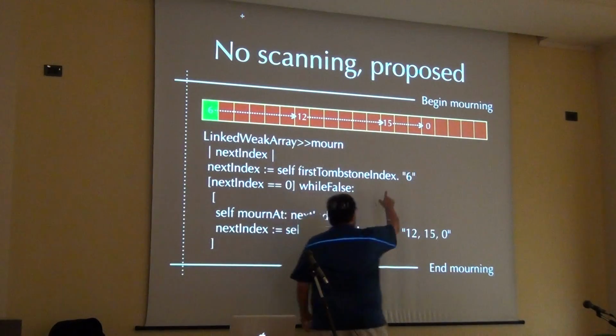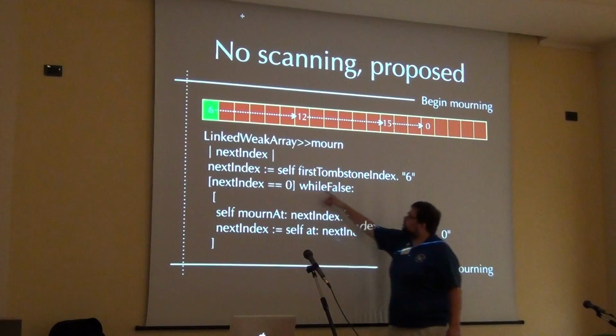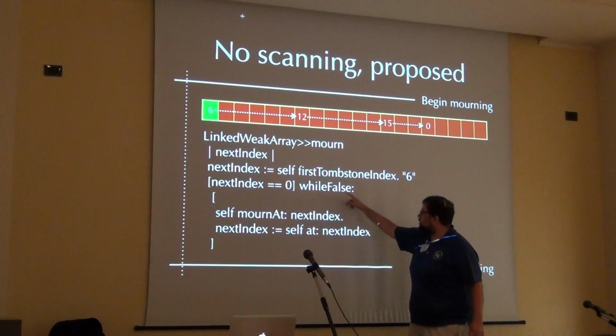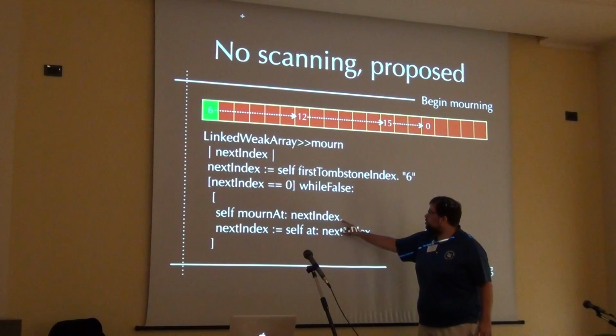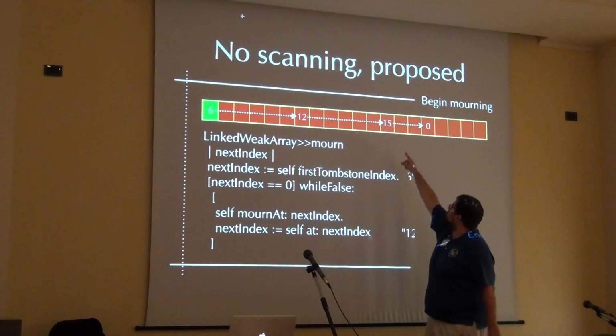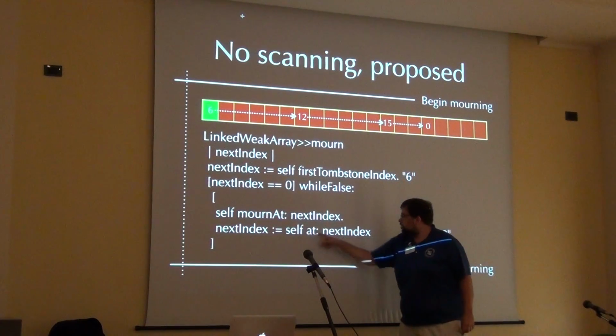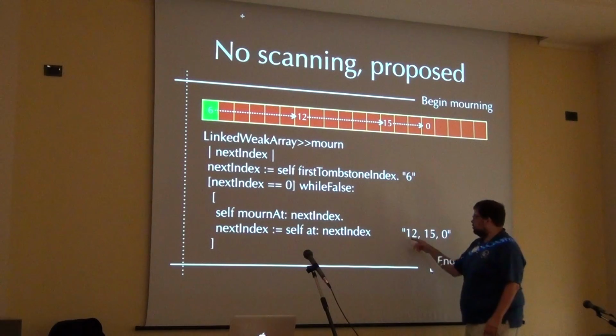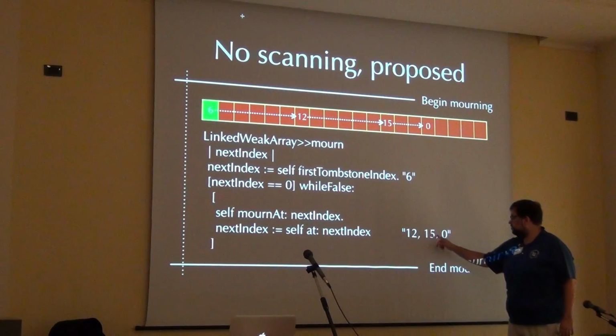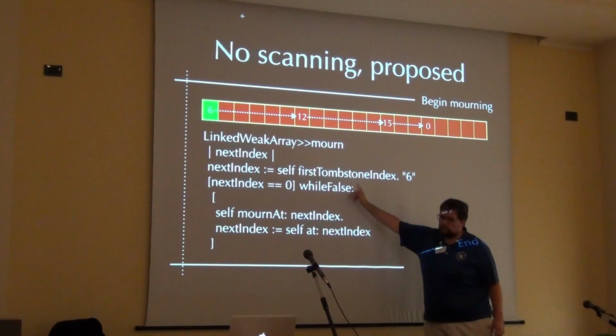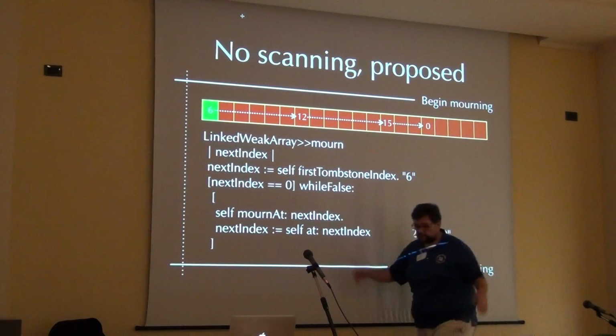Look, here's your first one, which in this case will be 6. And then unless it's 0, right? Then you mourn there, so 6, 12, 15, and then you grab the next one from the next index itself. And so that variable will have the values 12, 15, 0. And when it's 0, you go here, now it's not false anymore, and you drop out, and that's it.